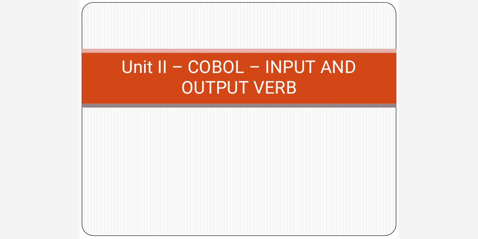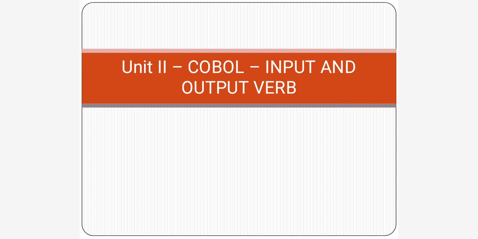So here we are going to discuss two important verbs. The first verb is the input verb and the second verb is the output verb. From the name itself, we get an idea of what we are going to do. The input verb denotes that we are going to get some input into your program. So who is going to feed the input?